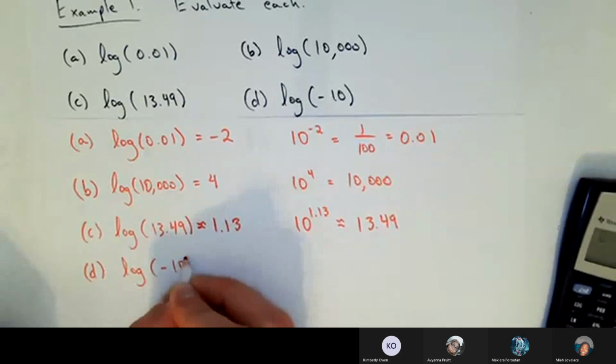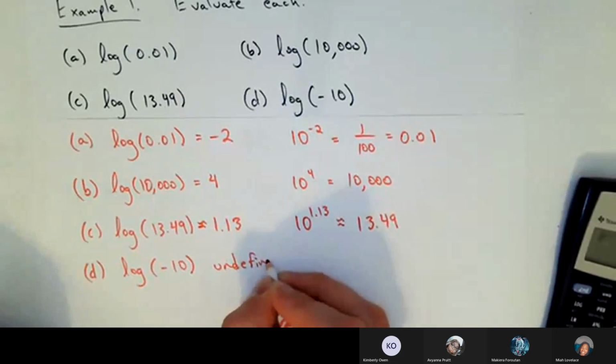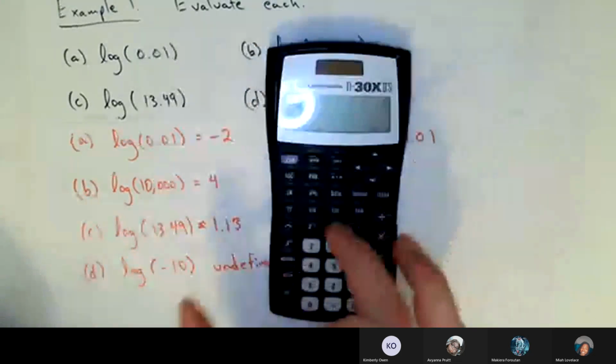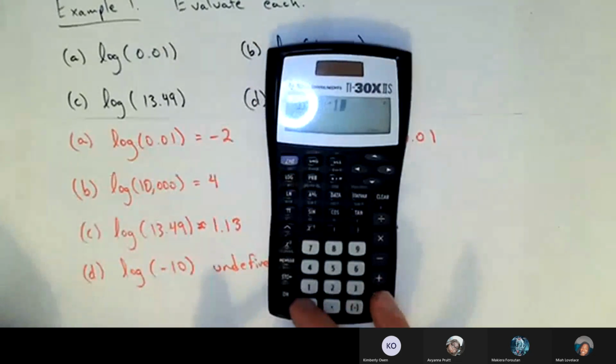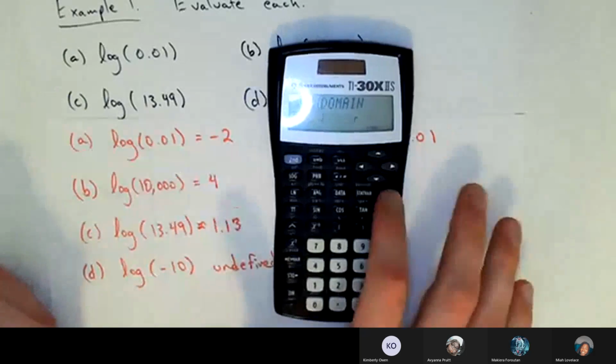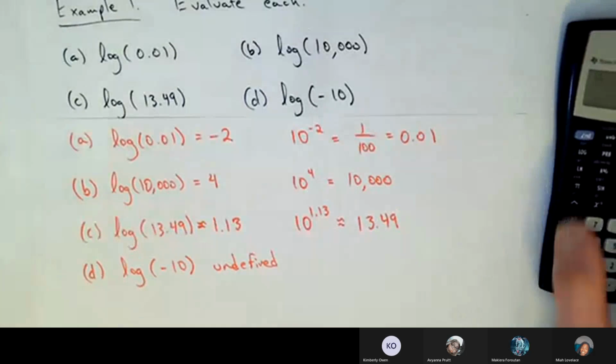Okay, what about part D? Log of -10. Undefined. Can't say anything about this, because I cannot give it 0 or anything less than 0. Let's see what the calculator does. Log of -10, domain error. Yep. So can't do that. Okay.